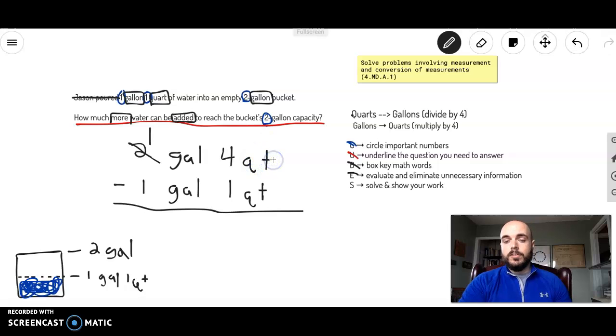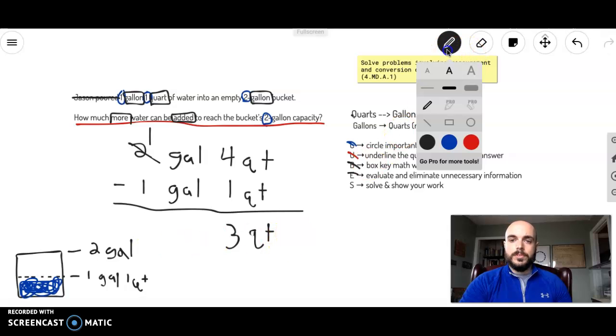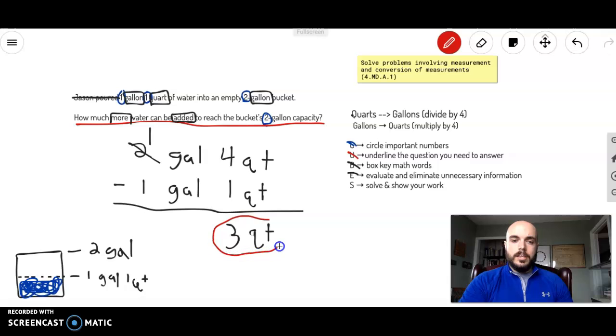Okay, now I can solve. Now I can solve very easily and very smoothly. So I'm going to bring my units down. Still working with quarts here. 4 minus 1 is 3. 1 minus 1 is 0. So 0 gallons, I'm not even going to bother writing anything in here because my answer is going to be 3 quarts. This is what needs to be added here. There's 3 quarts that is missing.